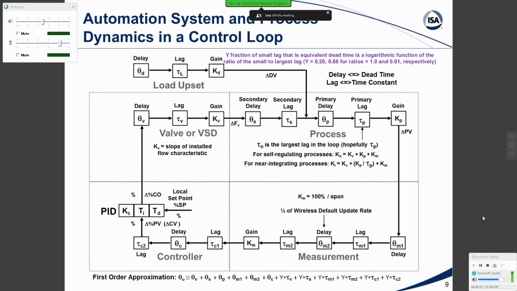Furthermore, if we get into the tuning rules, it ends up that this large primary lag with respect to the dead time enables a very high controller gain, which is very important for near integrating and runaway processes. So this is what you want. People would say, oh, that process is not good because it's slow. And I say, well, where is it slow? If it's slow because of a large primary lag, I really like that, if my load disturbances are coming on the input.